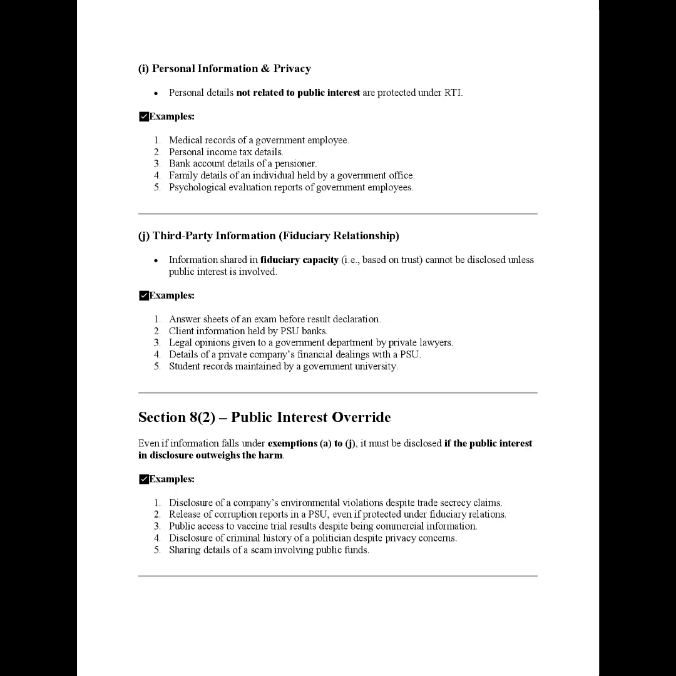Section 8(2): Public interest override. Even if information falls under exemptions A to J, it must be disclosed if the public interest in disclosure outweighs the harm. Examples: 1. Disclosure of a company's environmental violations despite trade secrecy claims. 2. Release of corruption reports in a PSU, even if protected under fiduciary relations. 3. Public access to vaccine trial results despite being commercial information. 4. Disclosure of criminal history of a politician despite privacy concerns. 5. Sharing details of a scam involving public funds.